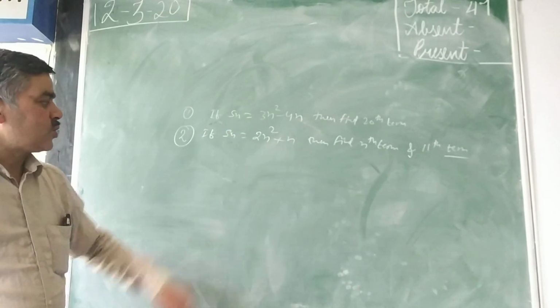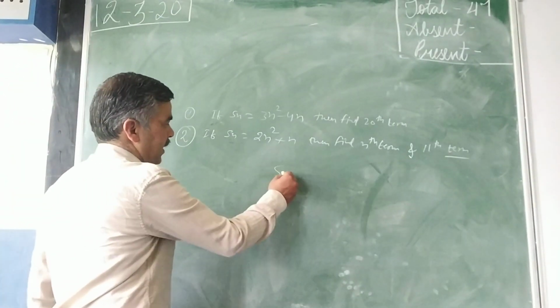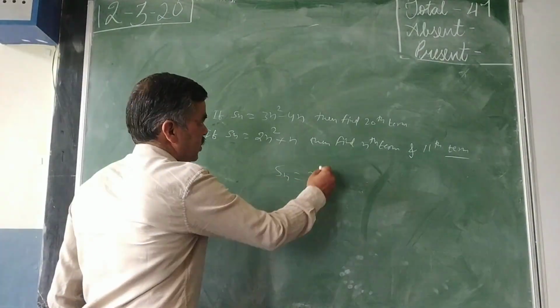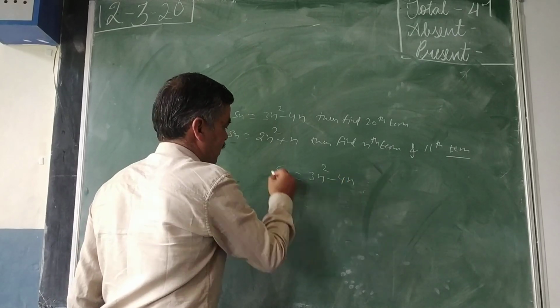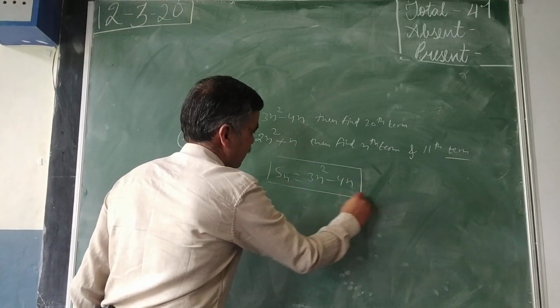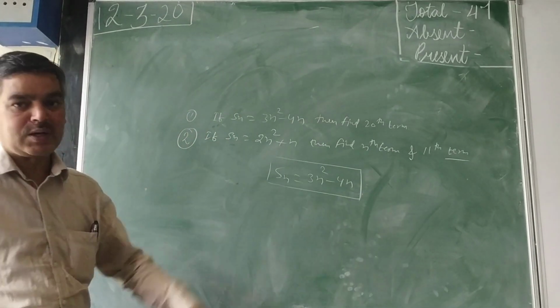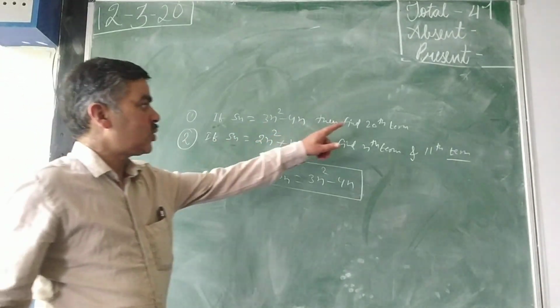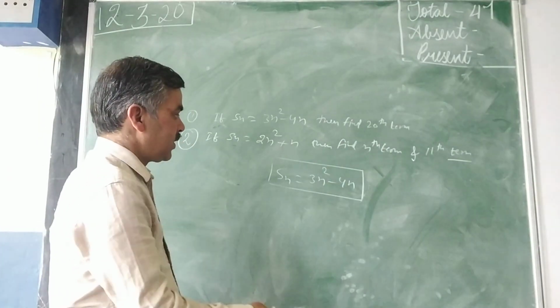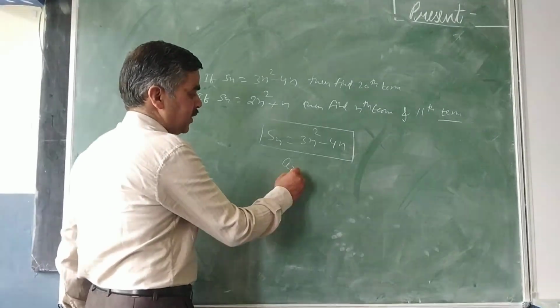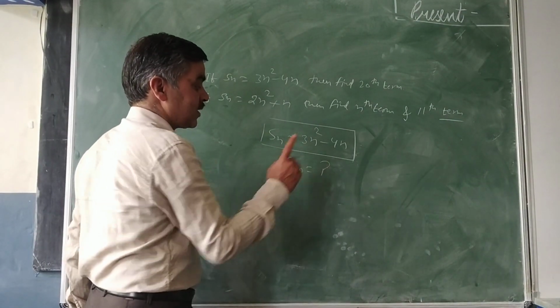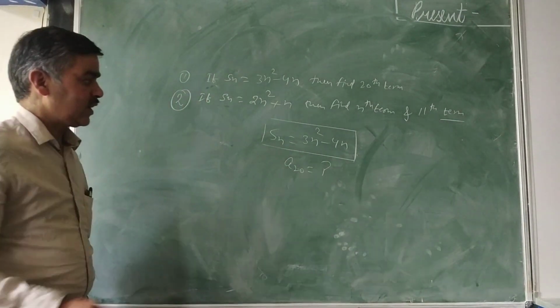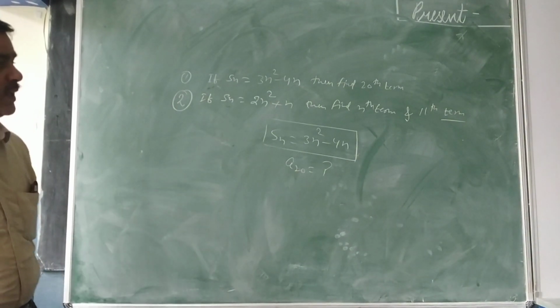Suppose I am taking this question. What is there? Sn is given equal to 3n square minus 4n. If Sn, sum of n terms, is equal to 3n square minus 4n, find the 20th term. Find the 20th term means I have to determine a20, not S20. Not S20, I have to find a20.